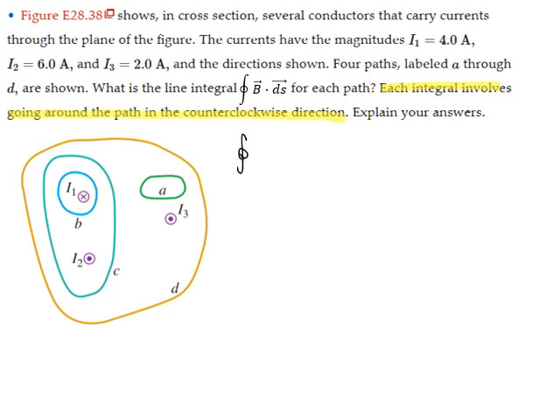Ampere's law says that the integral of B dot ds is equal to mu naught times I inside the closed path. Our scalar product here, B dot ds, means that we need to worry about orientation. The sign convention matters.